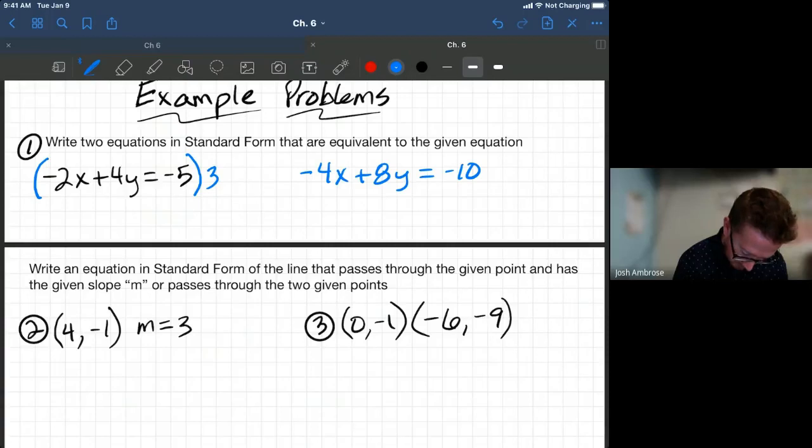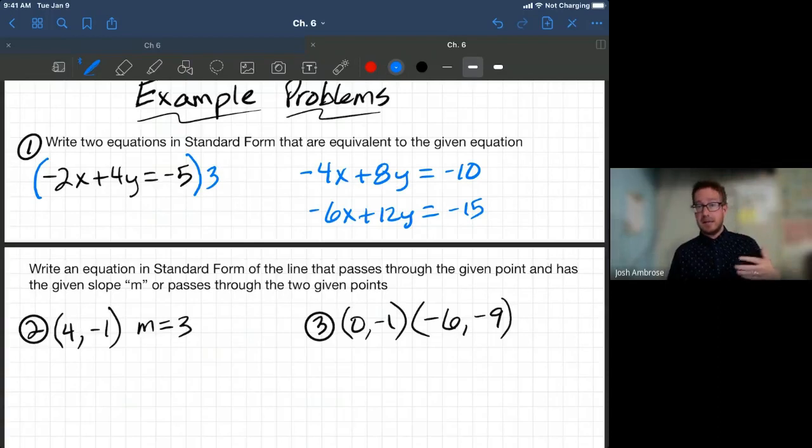So then that's going to give us negative 6x plus 12y equals negative 15. That's another equivalent equation. If you're asking yourself, can't there be a ton of correct answers here? Yes, there can be a lot of correct answers here.